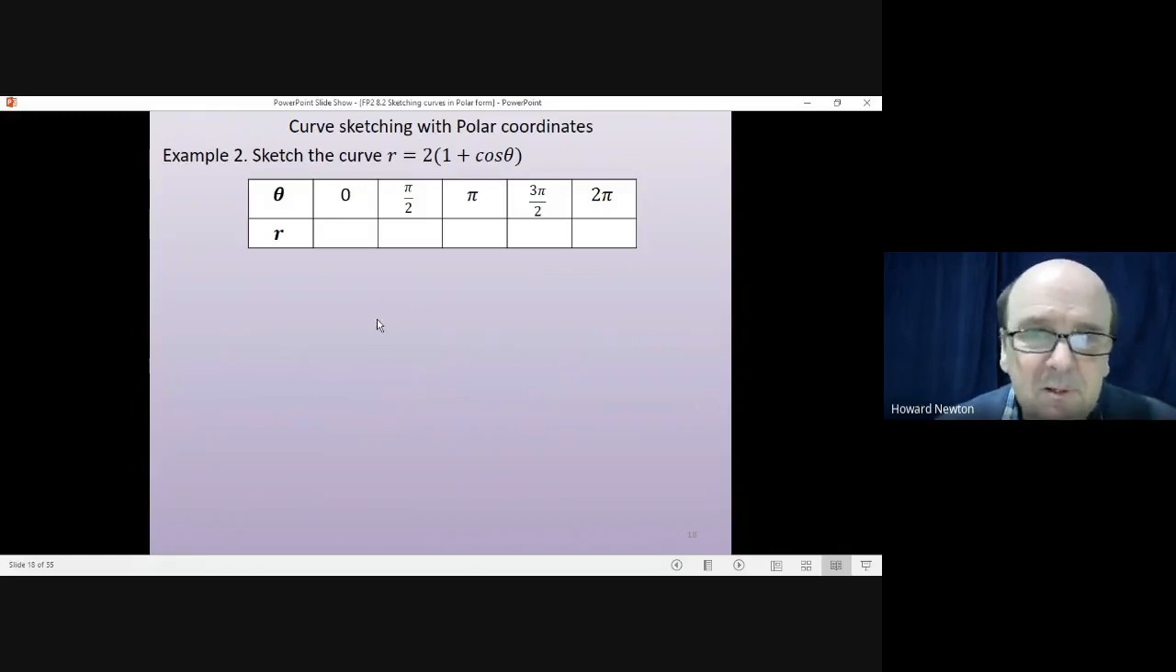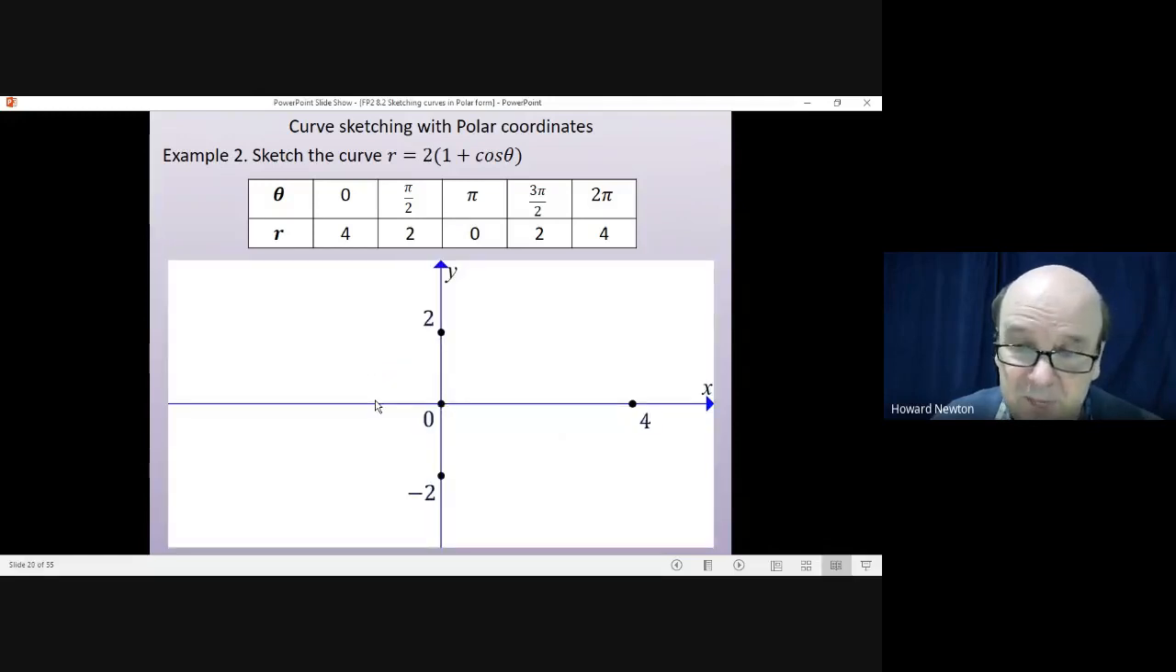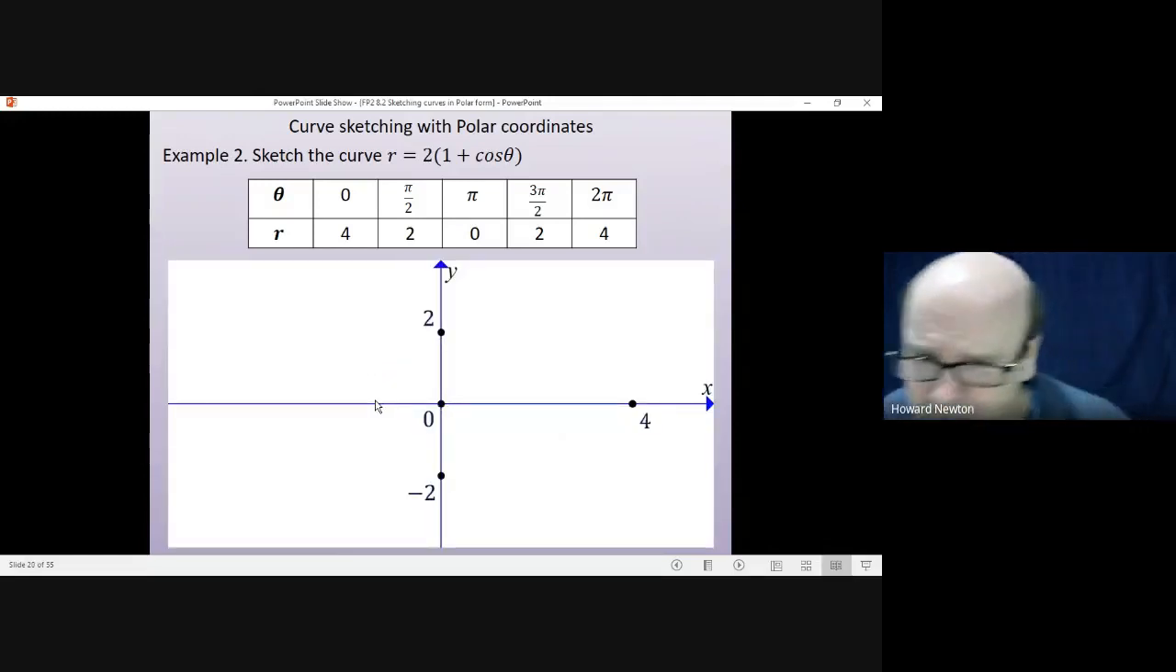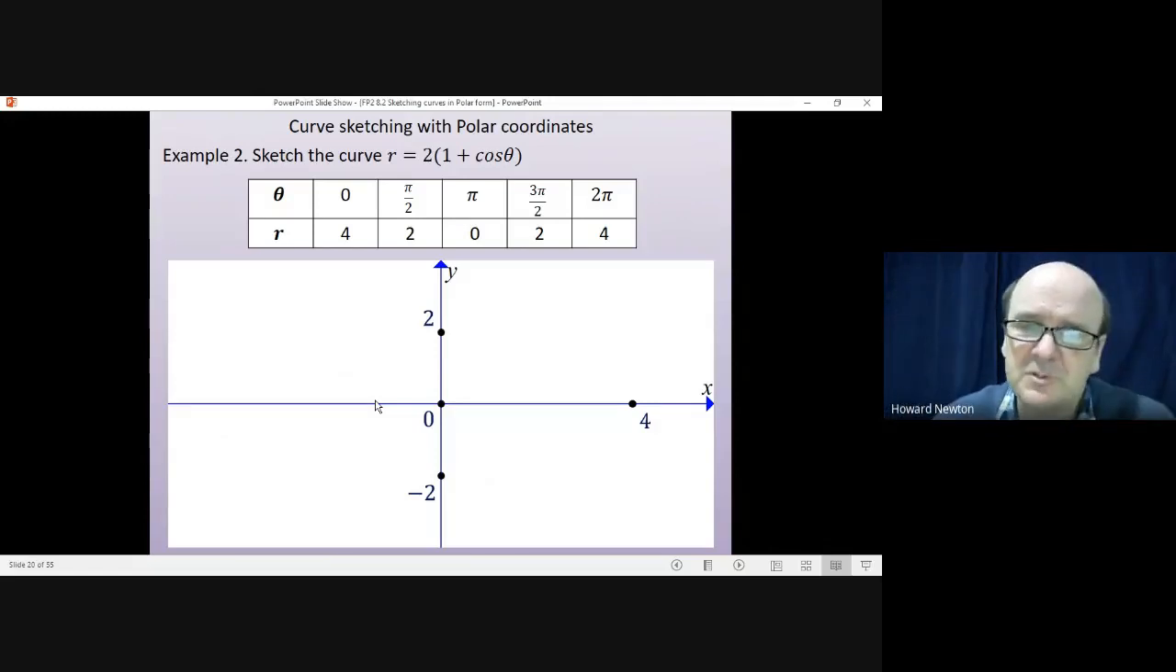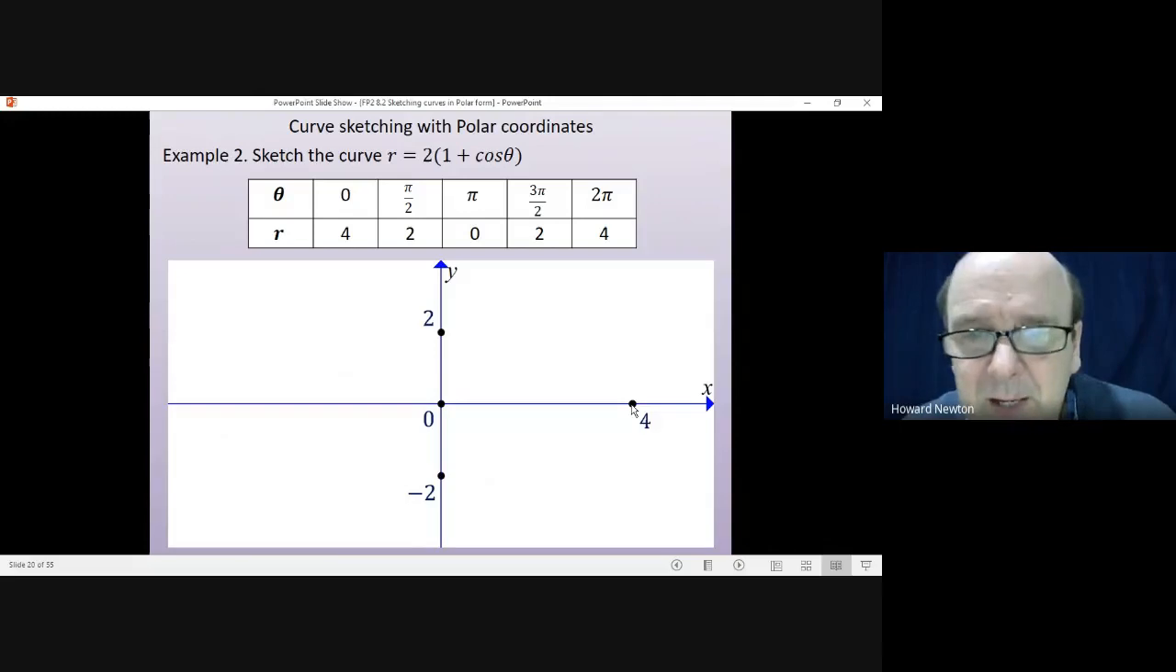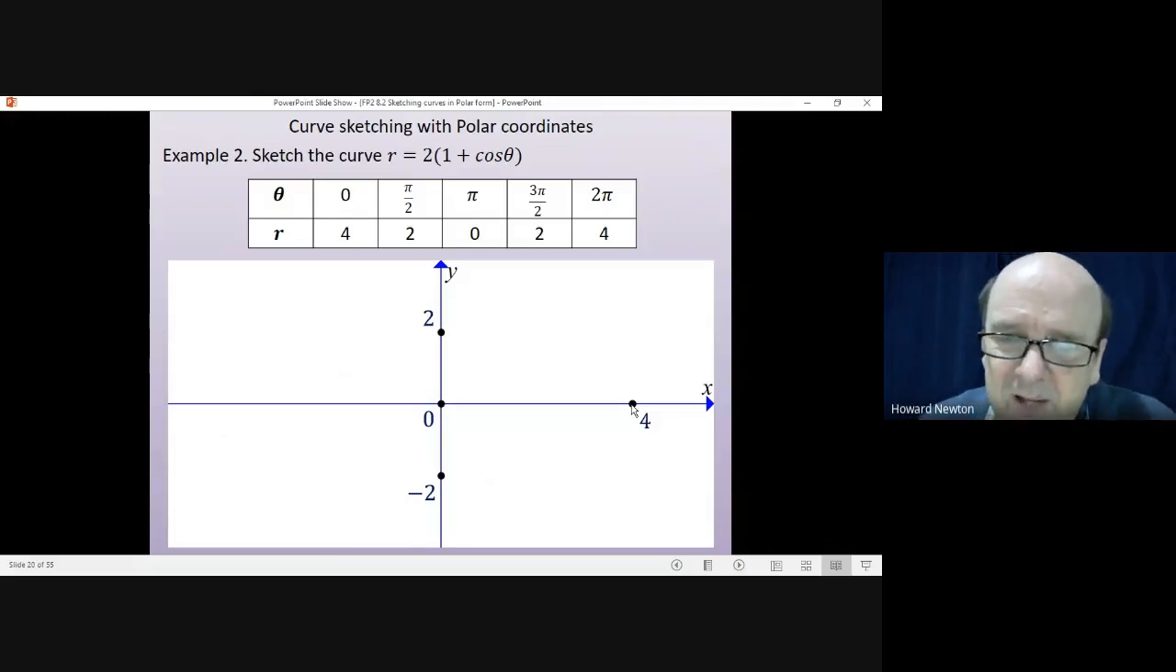Okay, let's have a look. First of all, completing the table gives you those values, and if I then plot those points, I'll get this. Now, it's not many points there, and the question is, what's the right way to join them together? The curve starts at 0, 4. That's this point here. And it will be a curve. It's not going to be a series of straight lines.